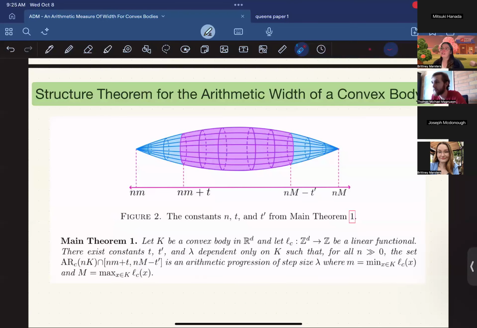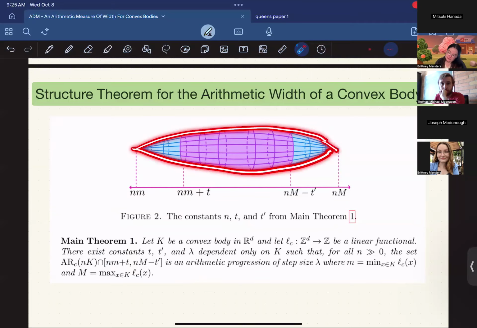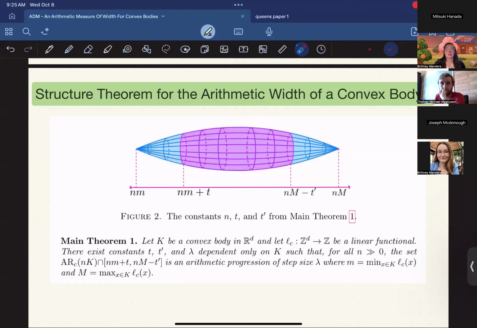But it's not just any arithmetic progression. There's a couple of nice things happening. The first is that there are constants, t and t prime and lambda, that only depend on your convex body. So even as we dilate, we're not going to get different constants. Those constants are associated to just the convex set, not which dilation you are looking at.